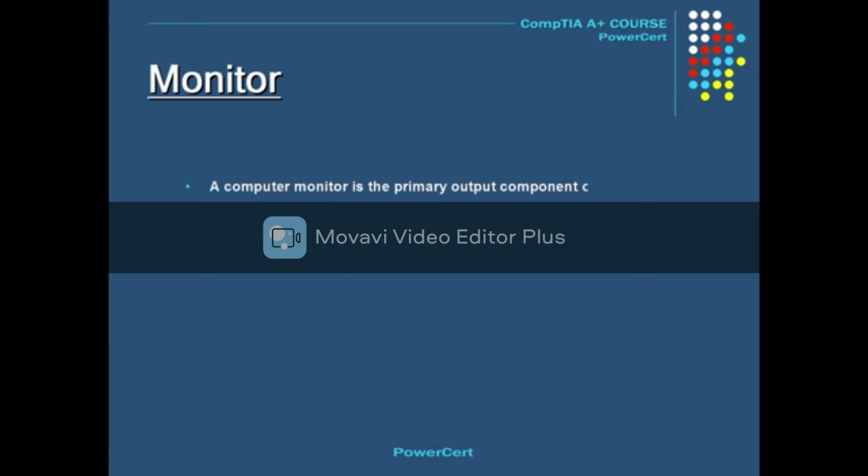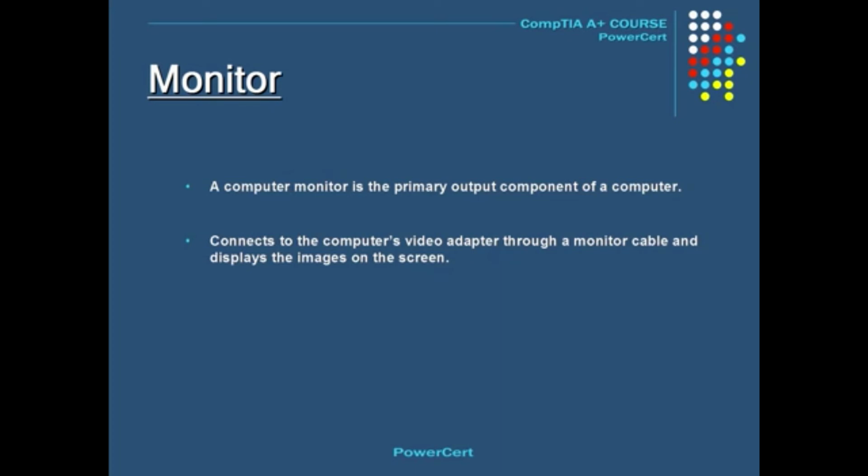A computer monitor is the primary output component of a computer. It connects to the computer's video adapter through a monitor cable and displays images on the screen. A computer monitor may have a VGA, DVI, or HDMI video port.